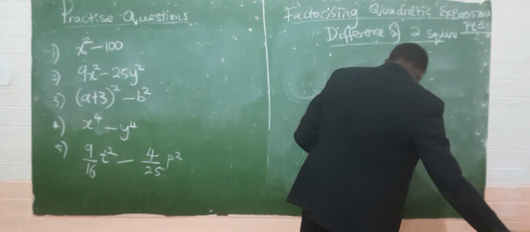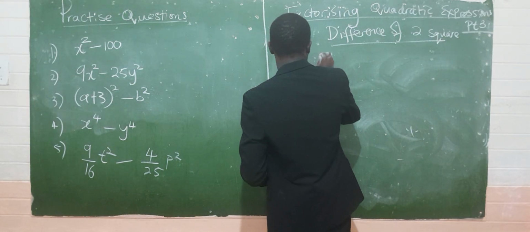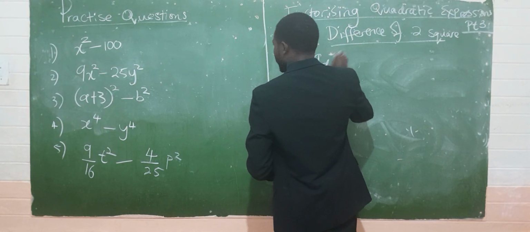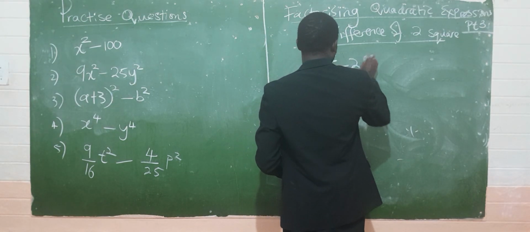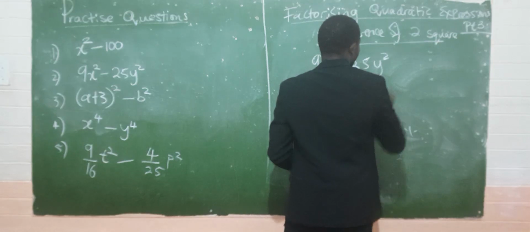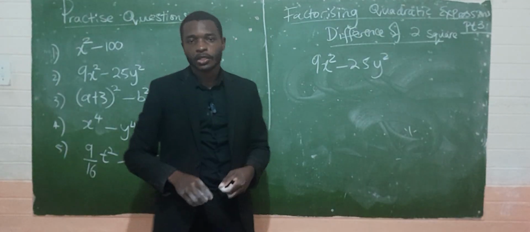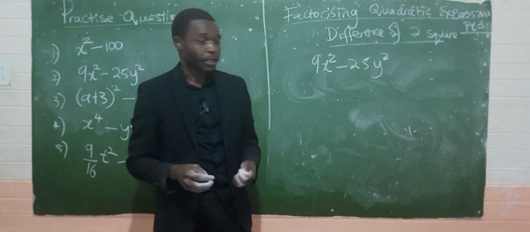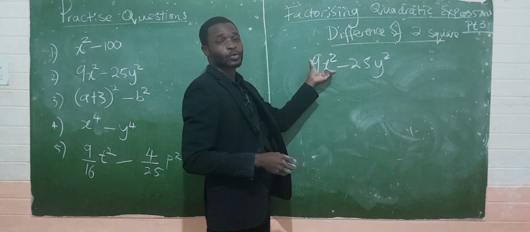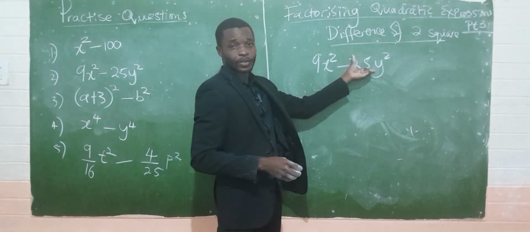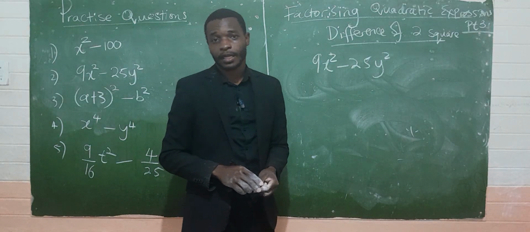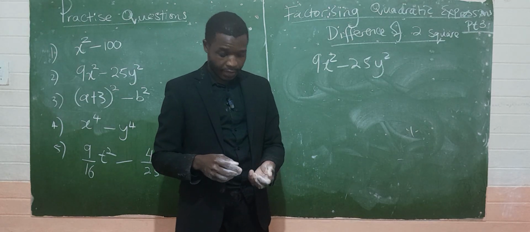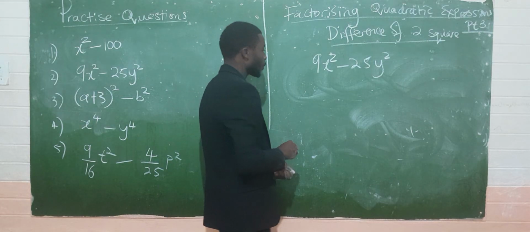Okay, next question. We have 9x squared minus 25y squared. Similarly, this is a difference of two squares. This is a square number, and this is a square number. And definitely, we're going to use the technique that I've just showed you. So what are we going to do?